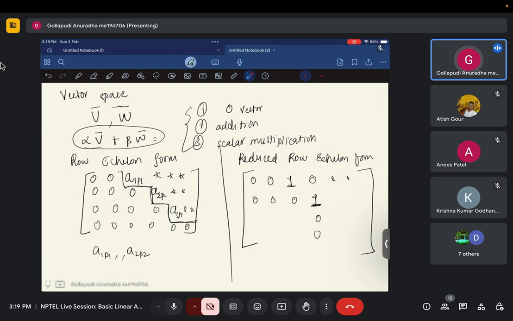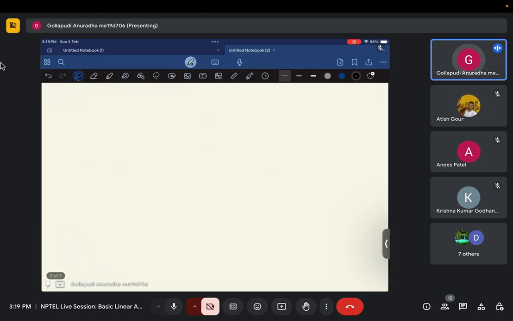Anyway, I will solve some examples which will make reduced row echelon form more clear for you. Here we can have any values, but in reduced row echelon form we'll try to make them 0. Do you understand? Yes, thank you. We'll try to solve some questions on that, so that this gets clearer.